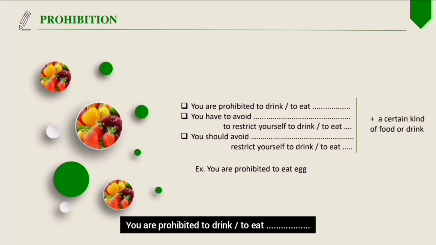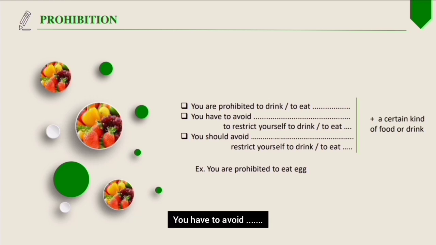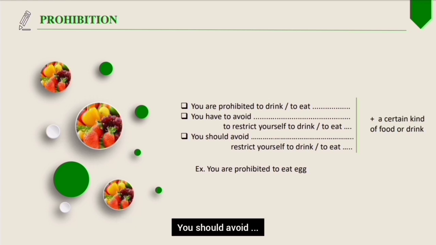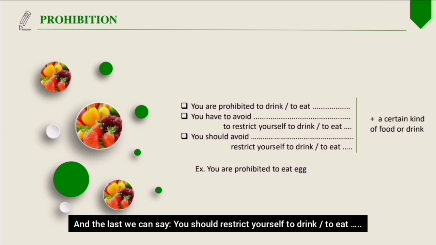First, you are prohibited to drink or to eat blah blah blah. Second, you have to avoid blah blah blah. Third, you have to restrict yourself to drink or to eat blah blah blah. Fourth, you should avoid blah blah blah. And the last we can say, you should restrict yourself to drink or to eat blah blah blah.